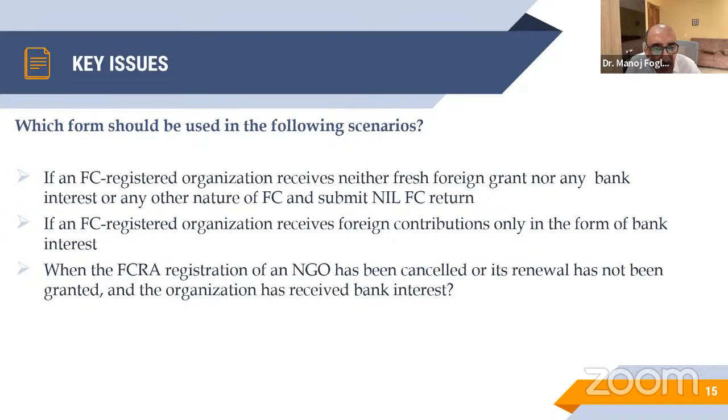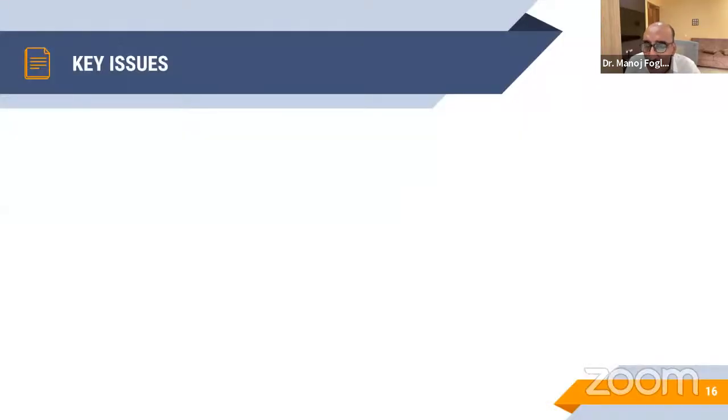We can go to the third query also, that in case the organization's FCRA registration is cancelled. Normally, cancelled organizations are not required to file FCRA returns, but their assets vest with the government. So unless those directions have come and that matter is resolved, the MHA, through direction, may allow those assets to be treated as domestic assets. Unless that happens, Form 10B has to be filed, even in case of a cancelled organization.